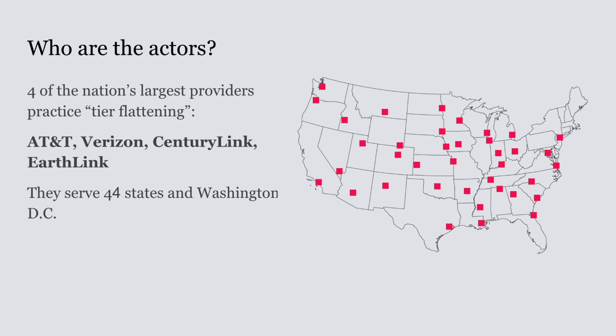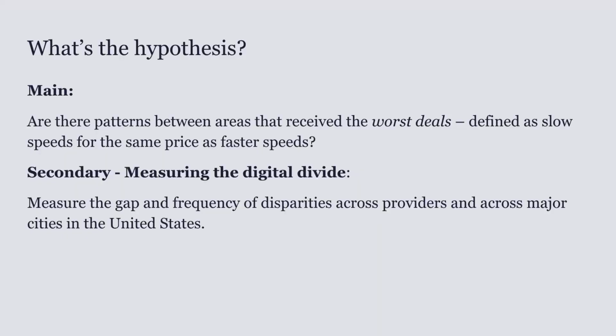They serve essentially the entirety of the continental United States, right? And so as you can imagine, the scale and ambition of this investigation was changing rapidly. And so we do the next thing, which is we revisit the hypothesis, right? What did we want to test? Originally, our story was more of a policy-based story about what is being told to the FCC. But when we looked at price, we realized that it's a consumer's story, right? Who's overpaying or asked to overpay for slow speeds? We wanted to see if there are patterns in the areas and the social groups who are given the worst deals, defined as slow speeds for the same price as faster speeds.